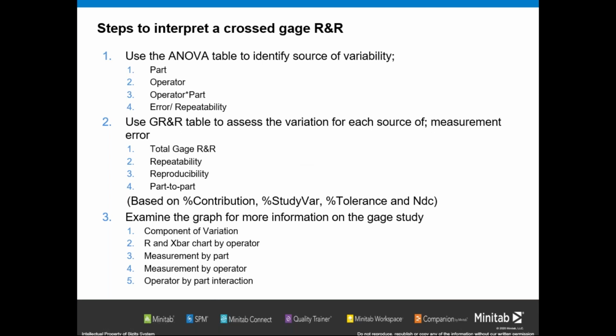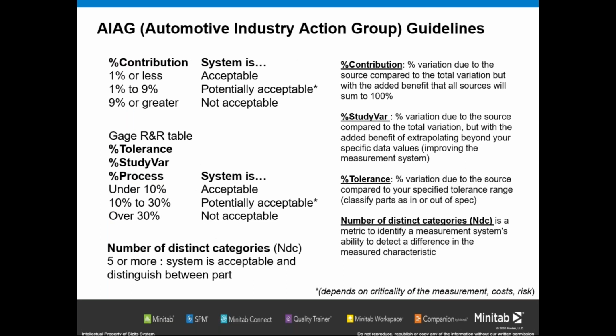If you want to interpret each part of the Gage R&R result, I think the best thing is to have some guideline. Many experts and researchers use the AIAG standard, the Automotive Industry Action Group standard, meaning it is based on the percentage.